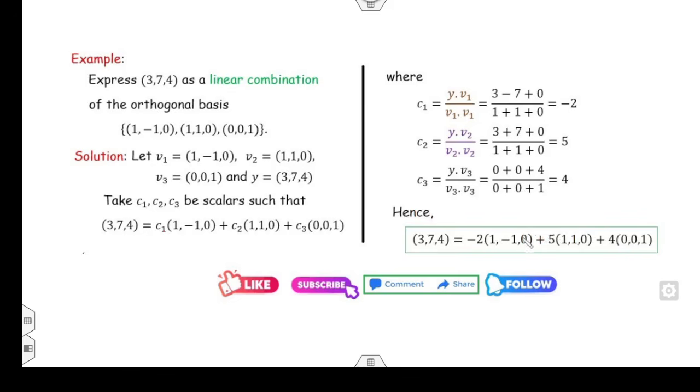You can check your answer in the examination as well. The first component is my 3: the first component here is minus 2, this component is plus 5, and this component is 0, and you can see the answer 3 is satisfied. Similarly, for the second component 7, this number is 2, this number is 5, and the third component is 0. Again 7 is satisfied. Same for the third component: 0, 0 and 4 is the correct answer.